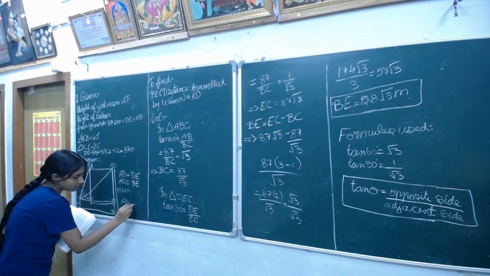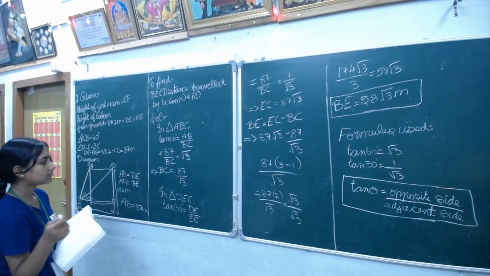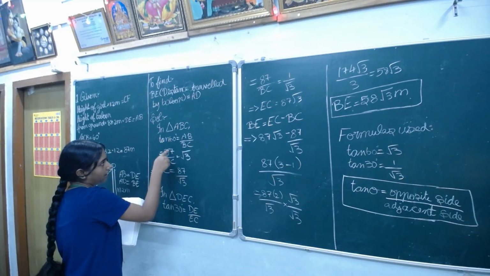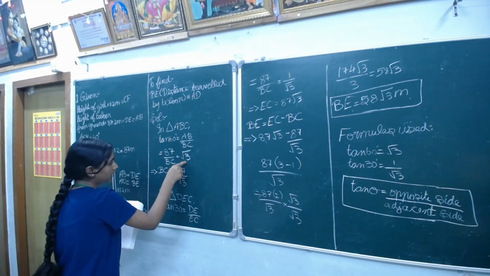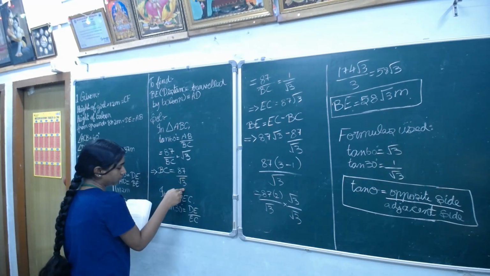AB is equal to how much? 87. That you have replaced here, right? Right, proceed. So taking 87 by BC, we have tan 60 is equal to root 3. So by interchanging, we have BC equal to 87 by root 3.